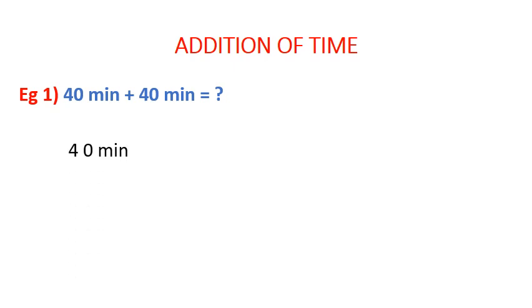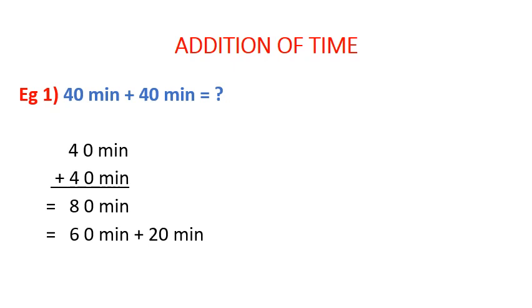Let us begin with an example of addition of time. Example 1. What is the sum of 40 minutes plus 40 minutes? We have to arrange them one by one down. Now what is 40 plus 40? 80 minutes. Now see what I am going to do. I am going to split 80 as 60 minutes plus 20 minutes. Why? Because 60 minutes is equal to 1 hour. So 1 hour 20 minutes is the answer for 40 minutes and 40 minutes.